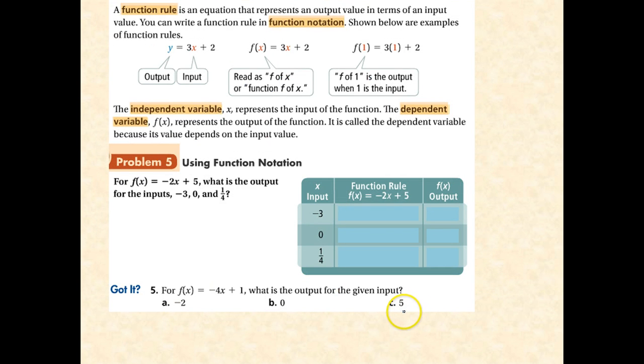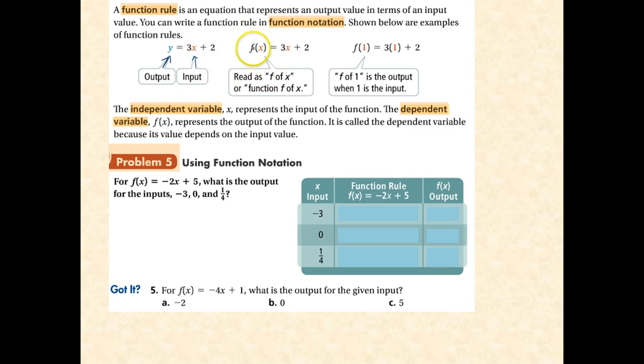So what's a function rule? And what is function notation? A function rule is an equation that gives you an output depending on whatever the input is. So y equals 3x plus 2 is a function rule that says the output is 3 times the input plus 2.